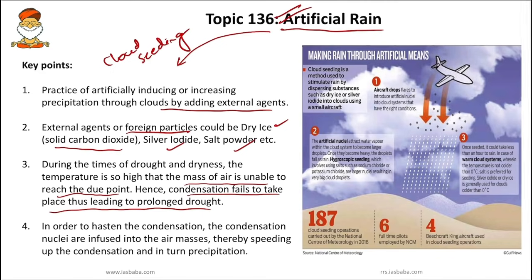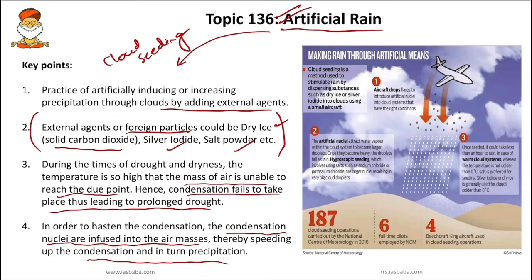So in order to hasten or quicken the condensation, we infuse condensation nuclei into the air masses. This will speed up the condensation process and in turn result in rainfall or precipitation. From a prelims perspective, you have to just remember the second point, which is important, that is the foreign particles which are used: dry ice or solid carbon dioxide, silver iodide and salt powder.